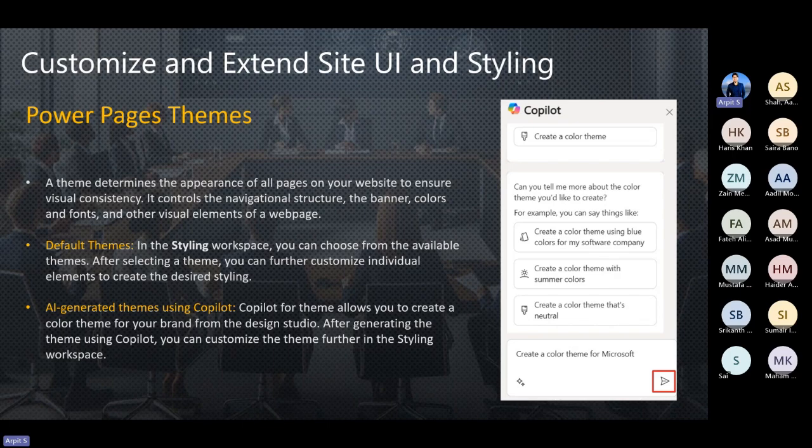Okay, and you can see in the right panel you have some prompts available, like create a color theme using blue colors for my software company. If your software company uses some other color policies, you can ask for that as well. Create a color theme with summer colors, create a color theme that's neutral, something like that. So you can ask that from the Copilot and it will generate themes for you. Okay, I will show you that part as well.